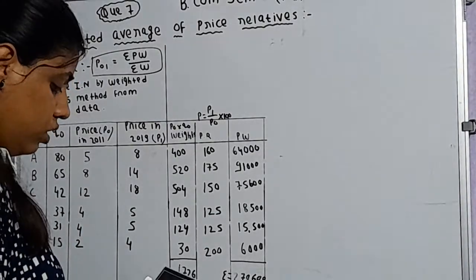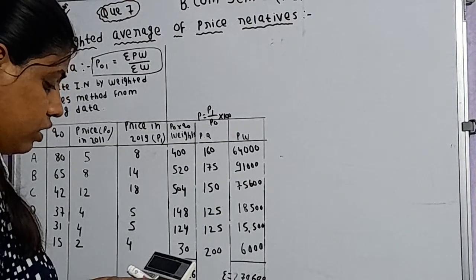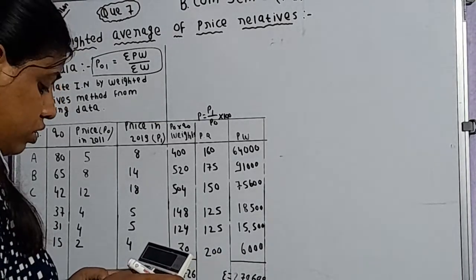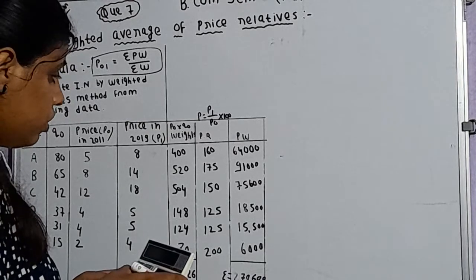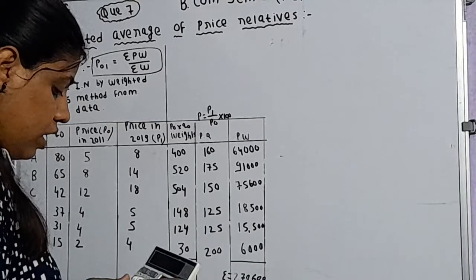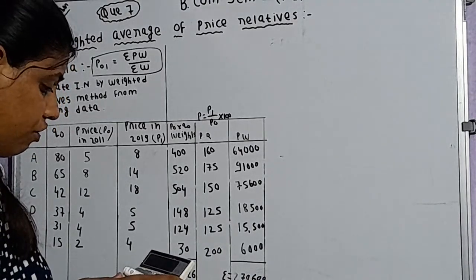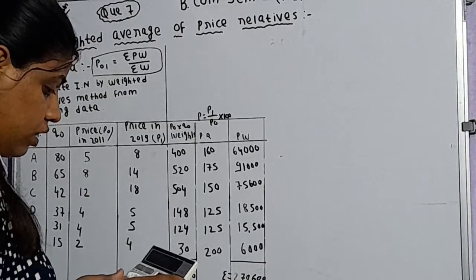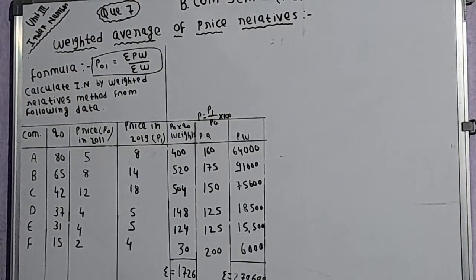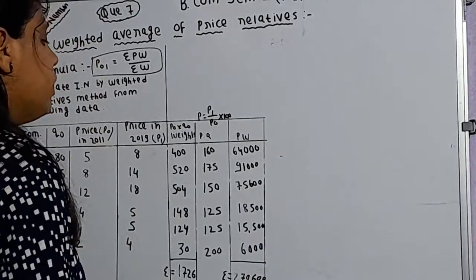64,000 plus 91,000 plus 75,600 plus 18,500 plus 15,500 plus 6,000. So it comes to 2,70,600. This way we have computed the summation of those components which need to be put under the formula.